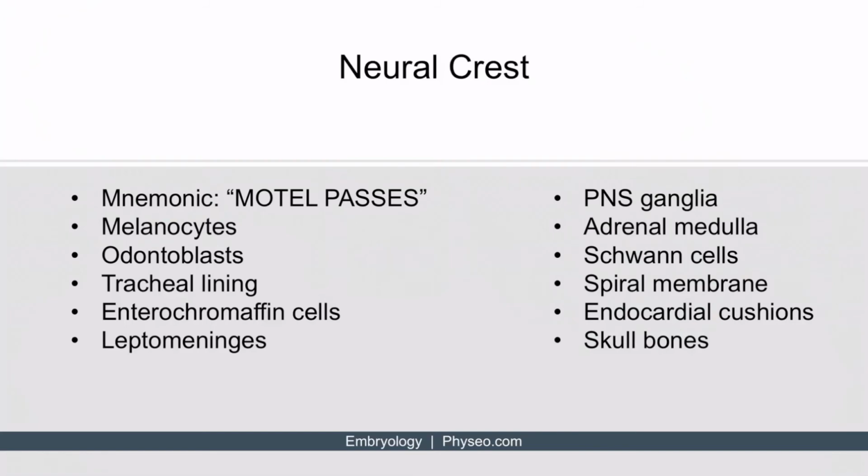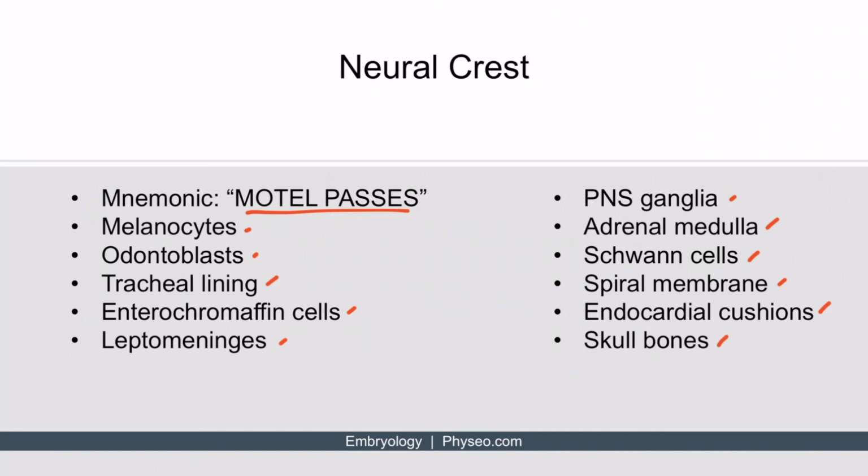Here we can see a list of the structures derived from neural crest cells. They make up a diverse amount of cell types, and they can be remembered with the mnemonic MOTEL PASSES. This includes melanocytes, odontoblasts, tracheal lining, enterochromaffin cells, leptomeninges, PNS ganglia, adrenal medulla, Schwann cells, the spiral membrane, endocardial cushions, and skull bones. In reality, memorizing all of these is probably not the best use of your time.